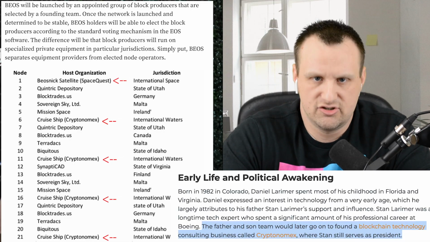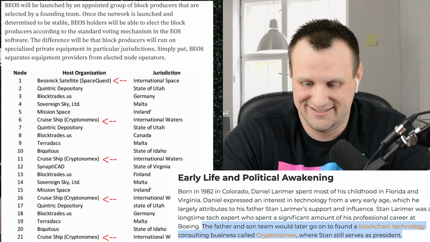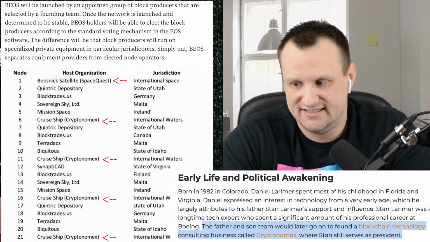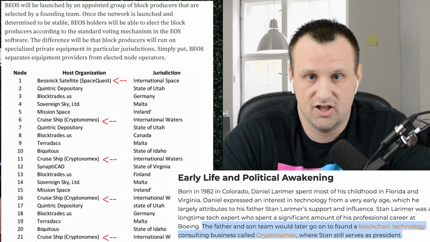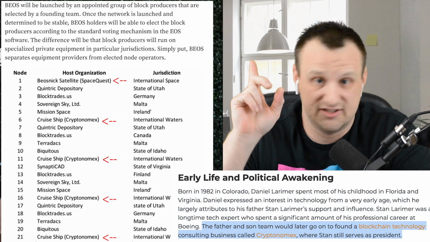So what's going to happen is there's going to be, I believe, 4, 5, 6 international cruise ships all spread out throughout all the oceans. And then there's this satellite in space. So you have cruise ships on international waters, which don't follow any one country's jurisdiction. And then you have a node in outer space. So even if the entire Earth blew up, as long as one node is still operating, the chain continues. So this BEOSnick is the anchor chain that's going to keep the chain living.